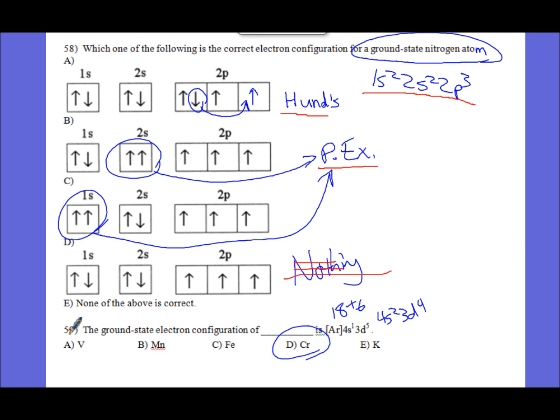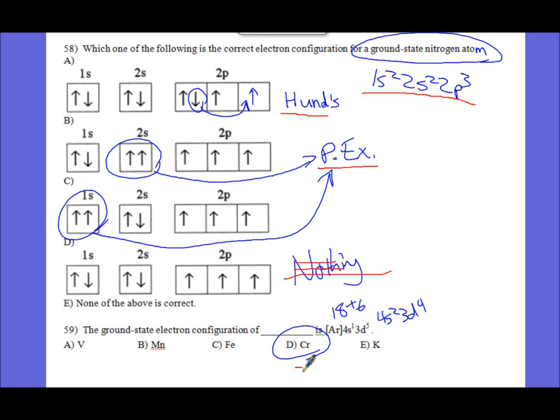59 is actually one of those weird exceptions I was talking about in class. You don't have to memorize the exceptions, but you could still deal with them. Here's the noble gas configuration, and let's just count. We have argon, which is 18 electrons. We have a 4s1 and a 3d5. 1 plus 5 is 6 electrons, and so that is 24.